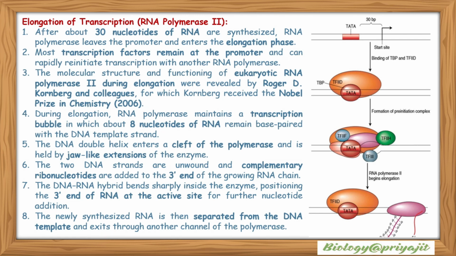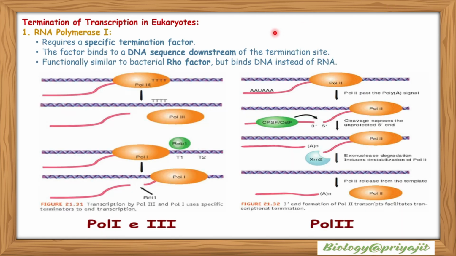Termination of transcription in eukaryotes. What happens in the case of RNA polymerase 1? It requires a specific termination factor. The factor binds to the DNA sequence downstream of the terminator site. Functionally it is similar to the bacterial Rho factor but binds DNA instead of RNA. So this is transcription termination by Pol 3 and Pol 1, which use specific terminators to end transcription. But in the case of polymerase 2, the 3' end formation of Pol 2 transcripts facilitates transcriptional termination.